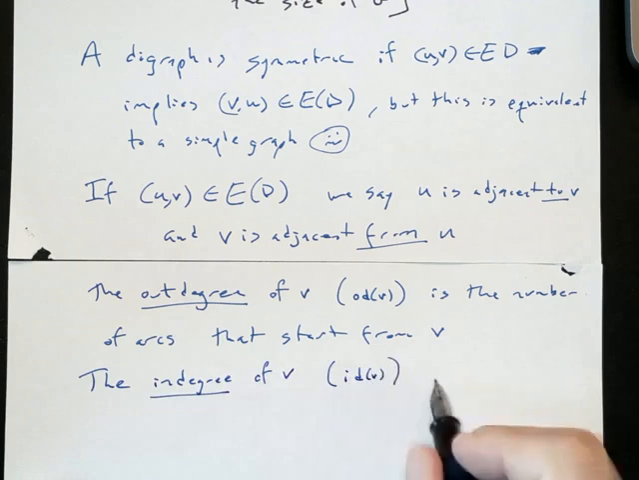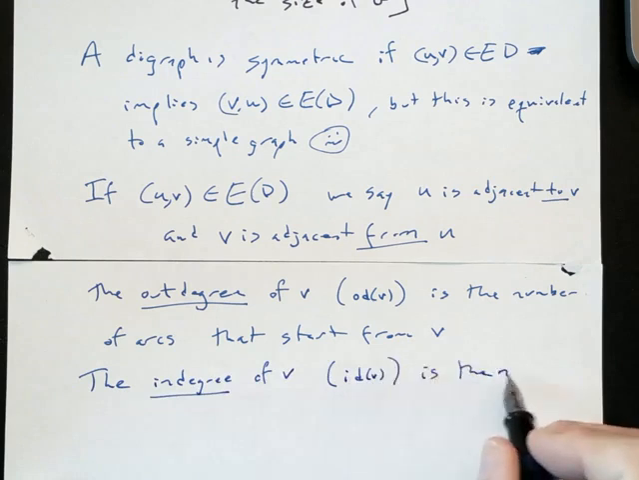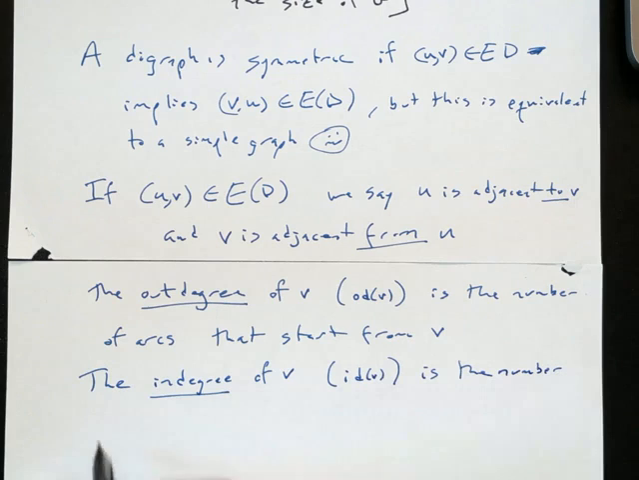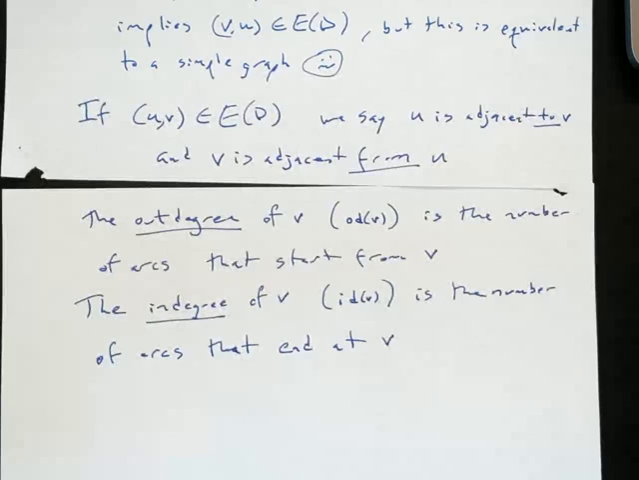ID is the number of arcs that end at V. So the number of things V is adjacent from.